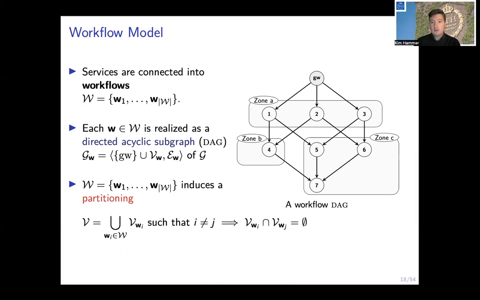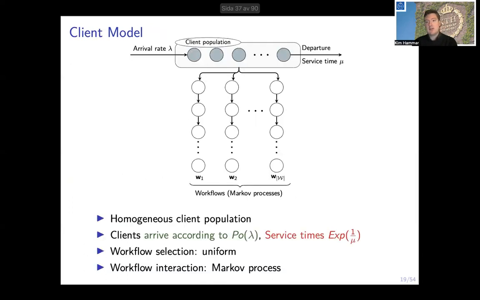The workflows are consumed by clients that arrive to the infrastructure with a Poisson rate, and will then select one of the workflows and start sending requests to the services. And they will keep doing that until their service time has expired, and then they will depart. And we model the service times here with an exponential distribution, as is common practice.